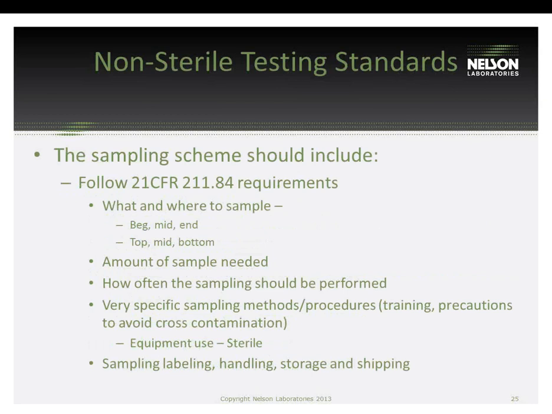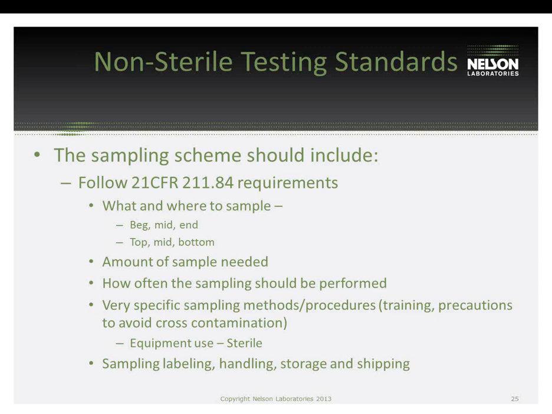The requirements for GLP for a sampling scheme: what and where to sample. Beginning, middle, and end, or top, middle, bottom are generally ways to get testing done that represents the entire lot. In the sampling scheme, you should have the amount of sample needed. You may need to take out 100 mLs or grams to get a representative amount for that lot.